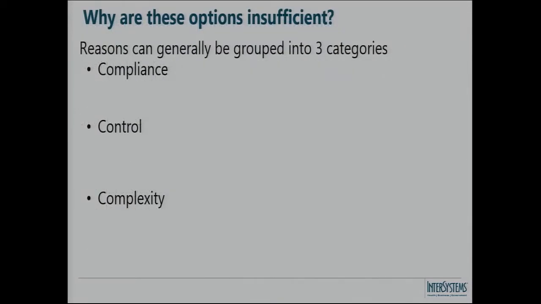So, why are those options not enough? Why is it that you wouldn't want to just take advantage of what's already there? Because you can define groups all over the place. Turns out there's a lot of reasons. I'm sure you guys out here can come up with a dozen more reasons than anything I'm going to present. But I like to group them into 3 areas: compliance, control, and complexity.